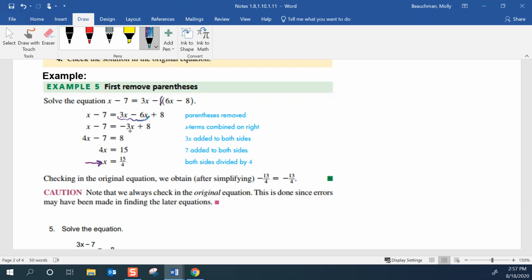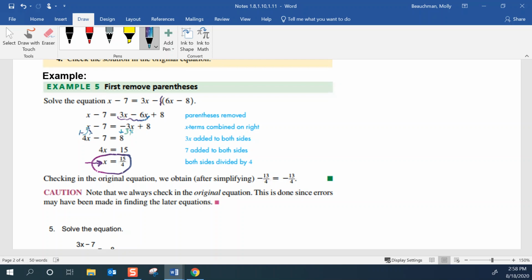Then we want to get all of your x's on one side and all of your numbers on the other. So we are adding 3x to both sides as our next step. I'm going to add 3x here, add 3x here, and that's where we came up with 4x minus 7 equals 8. Then add 7 to both sides. We end up with 4x equals 15. Then divide both sides by 4. x is equal to 15/4.